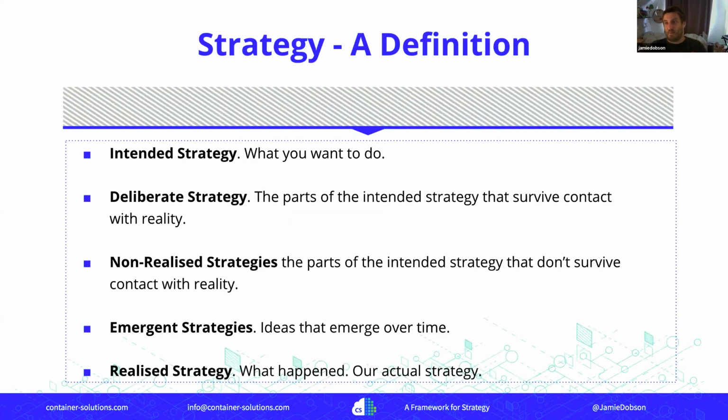These are the 5 things I mentioned. I won't go into them in any more detail because we just discussed them on the previous slide, but they're organized here so people can grab them when we share the deck later. But in summary, the 5 points: what you intend to do, the bits that survive contact, the deliberate strategy, your non-realized strategies, they go in the bucket, your emergent strategies that pop up over time, and your realized strategies.